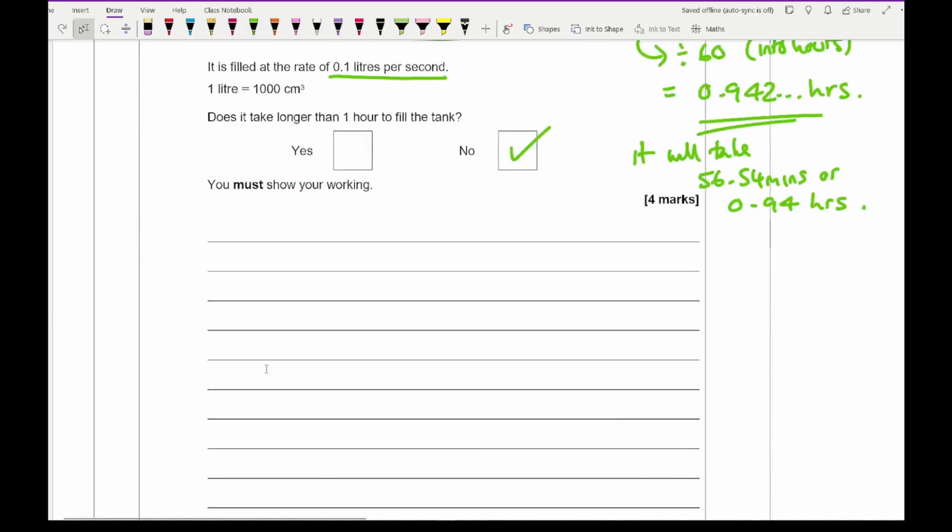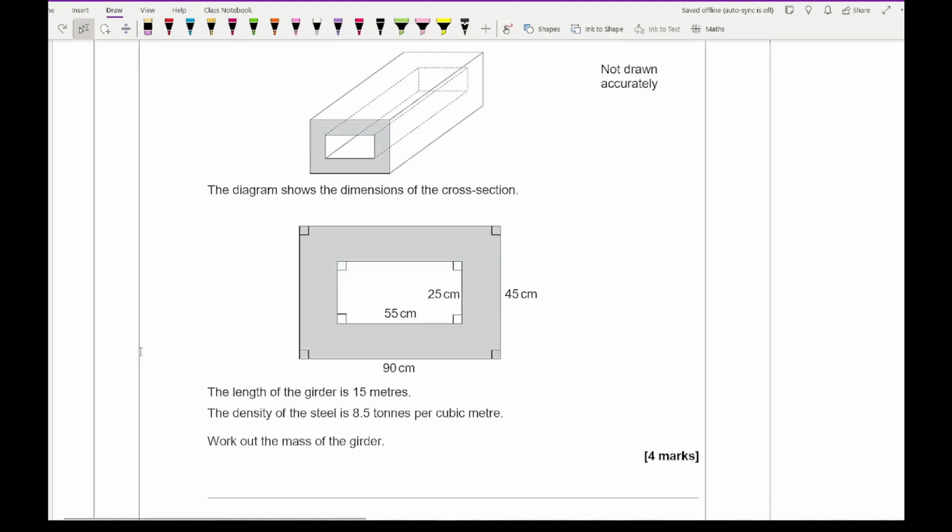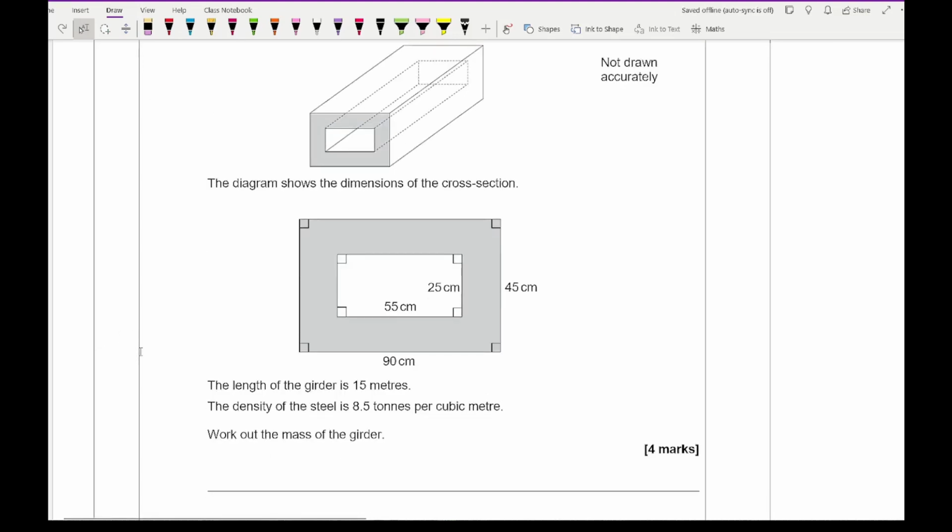And there we go. Then moving on to question 7, it says the diagram shows a hollow steel girder in the shape of a prism. The diagram shows the dimensions of the cross section. The length of the girder is 15 meters. The density of the steel is 8.5 tons per cubic meter. And the question is asking us to work out the mass of the girder.